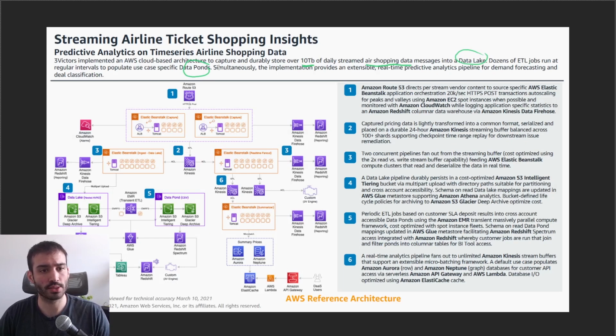So let's just go through this last part. Simultaneously, the implementation provides an extensible real-time predictive analytics pipeline for demand forecasting and deal classification. That's interesting. Demand forecasting, just want to underline that.